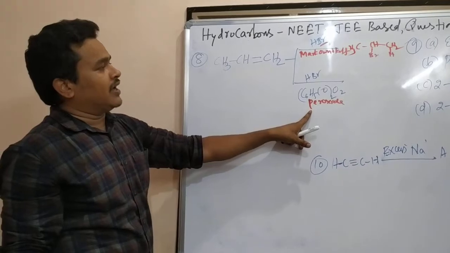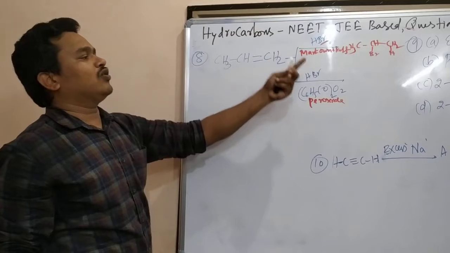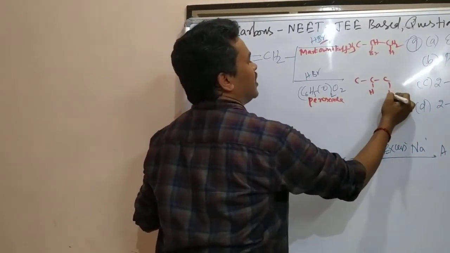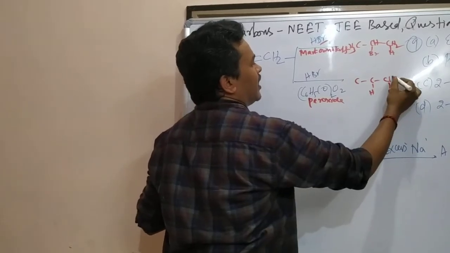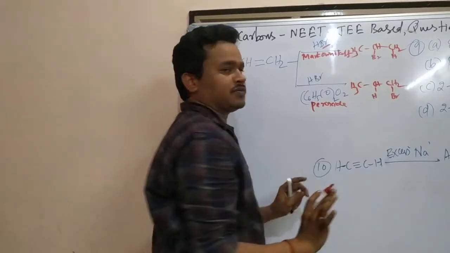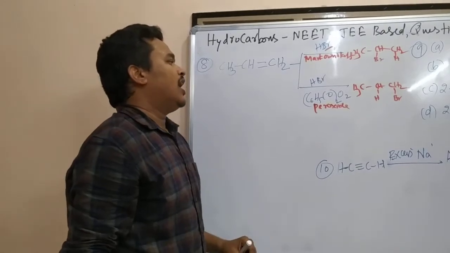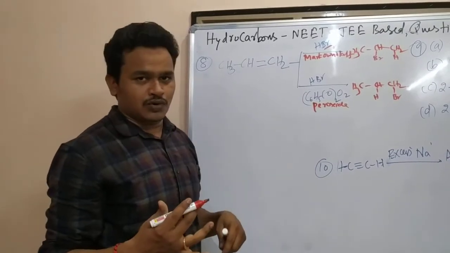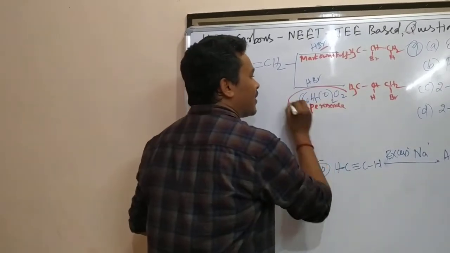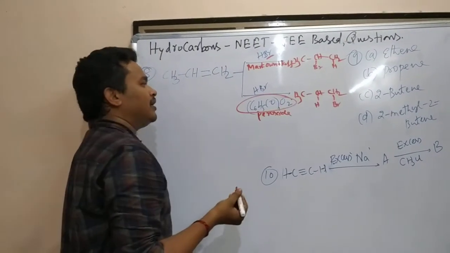So this is peroxide. Peroxide means here we have to use anti-Markovnikov's rule. Reverse. Same thing only. Hydrogen will be here. Bromine will be here. The remaining I don't want to touch at all. That is what Markovnikov's rule and anti-Markovnikov's rule are. Always they will not say apply anti-Markovnikov's rule. How to identify whether it is Markovnikov's or anti-Markovnikov's rule? Based on the peroxide. If peroxide is there, you have to apply anti-Markovnikov's rule.